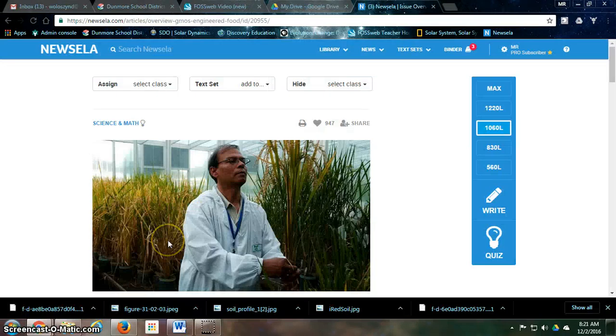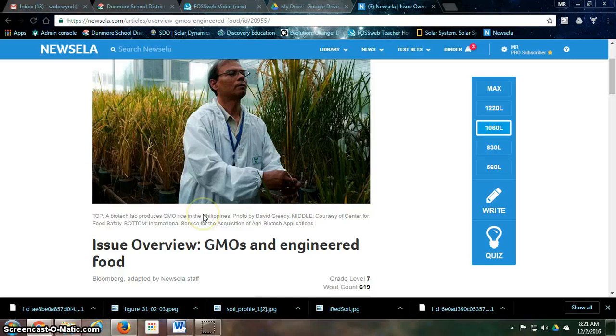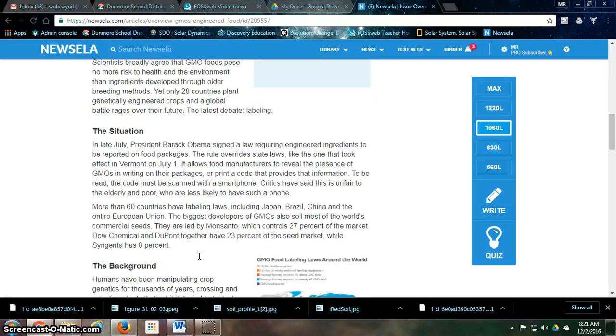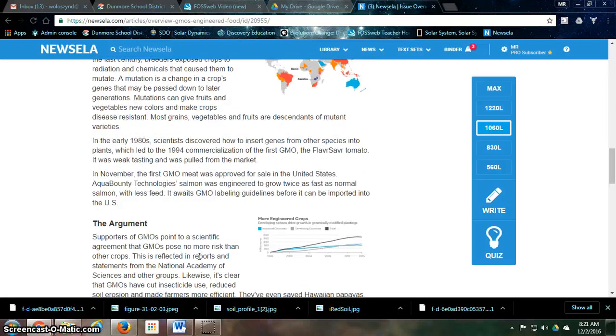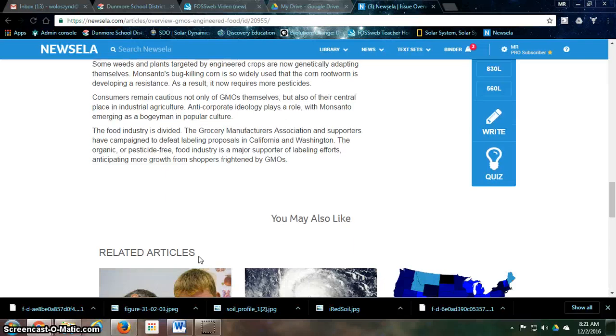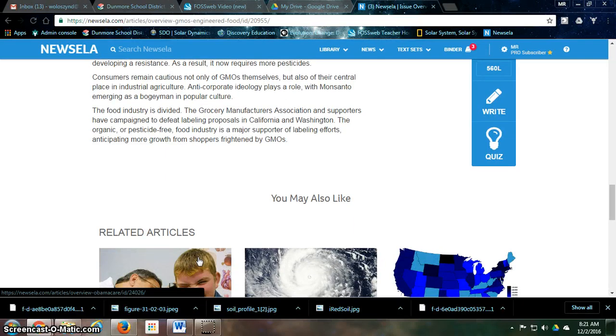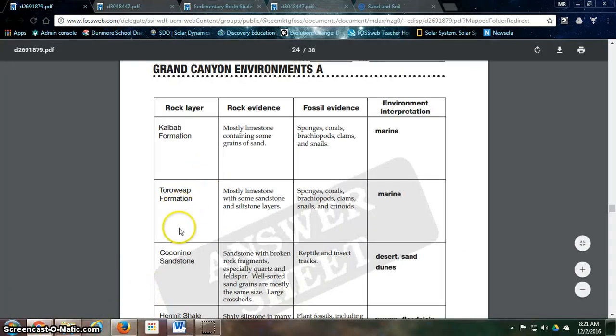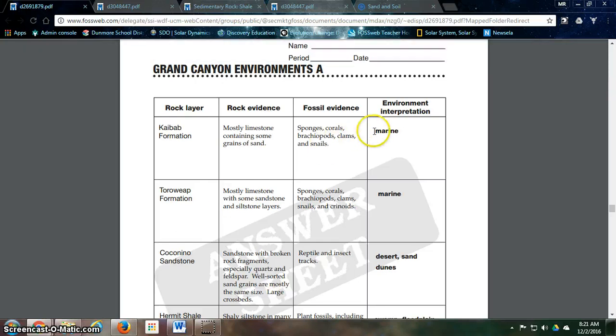And while we were talking about soil, we also looked at a Newsela article, and we started to look into a little bit of the issue with GMOs, and spent a little time reading through an article and talking about some of the good things and bad things with GMOs as well, while we were on the topic of soil and a little bit of agriculture. Then we went back and finished off this section and touched back upon the idea of fossils and interpreting what type of environment rock layers were created in.